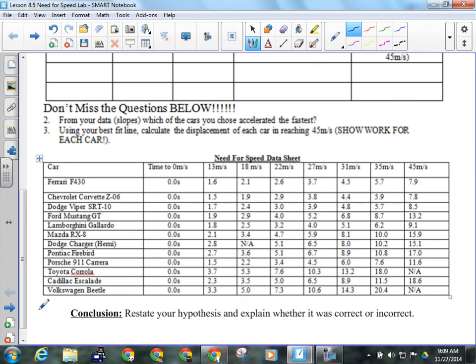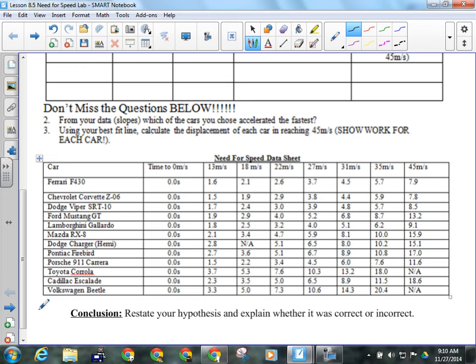The various cars we have: Ferraris, Corvettes, Vipers. We even have the Beetle. We have Toyota Corolla on there, just so that you had something slow. Anywhere where you see NA in that chart, you will not have a point, because there simply wasn't any data available, or the car was incapable of reaching that speed.